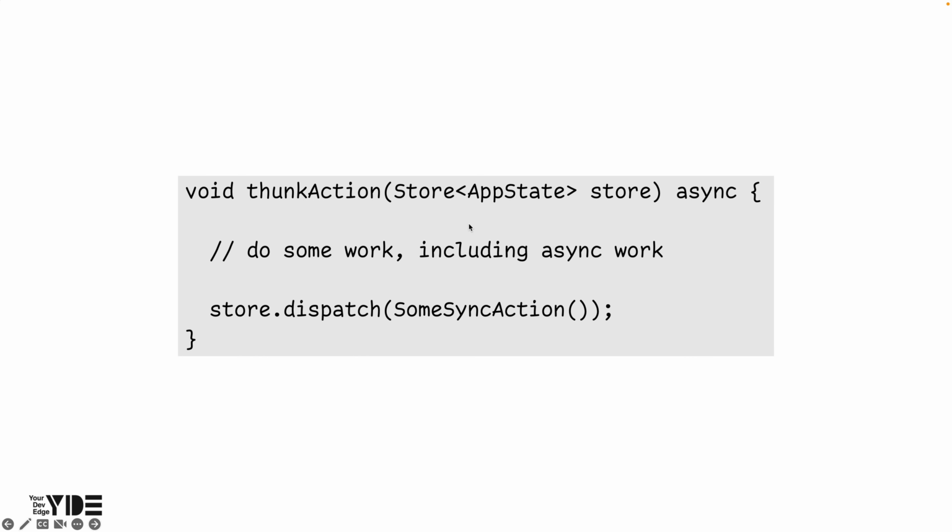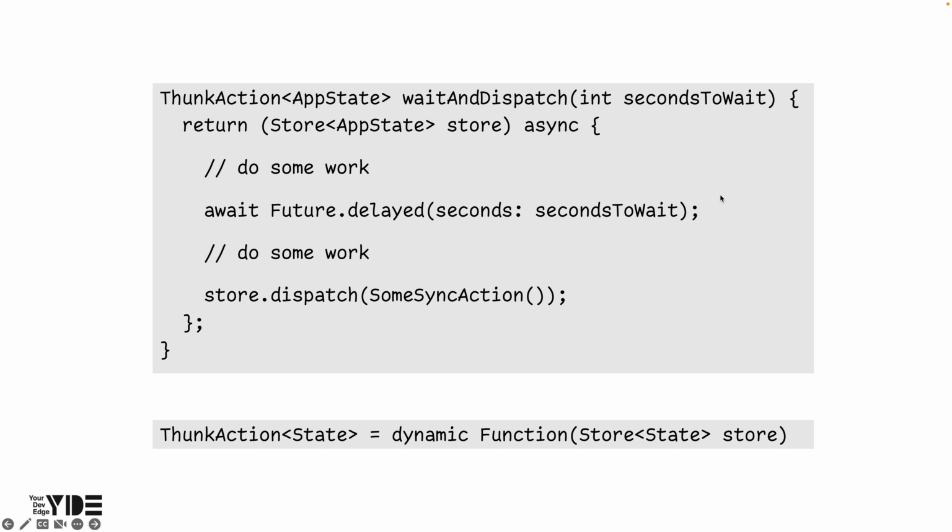So, let's take a look at what a Thunk action looks like. A Thunk action receives a store as an argument and does some work, including async work, and then dispatches actions. The Thunk action definition is any function that takes a store as an argument. Then a function that returns a function that has a store as an argument can also be used as a Thunk action. The Thunk action type definition is as shown.